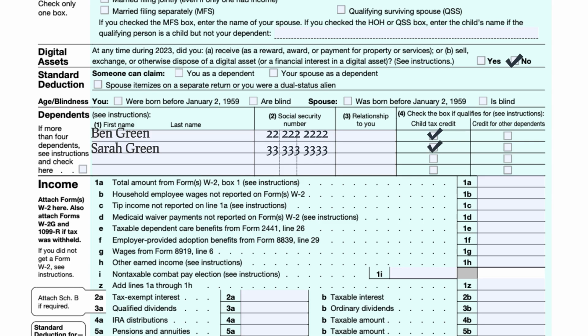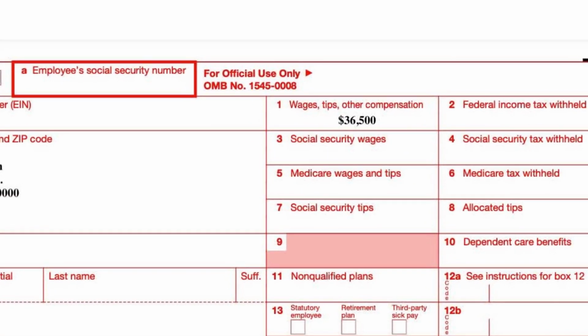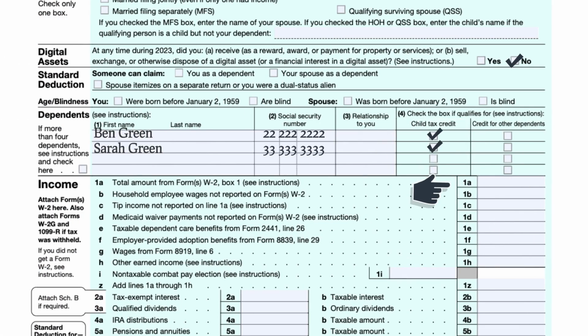So on line 1, wages, salaries, and tips are entered. Looking at Emily's W-2, Emily has W-2 income of $36,500 on line 1 of her W-2. She does not have any household employment income. So the amount on her W-2 is what we are going to enter here on line 1 of Form 1040.